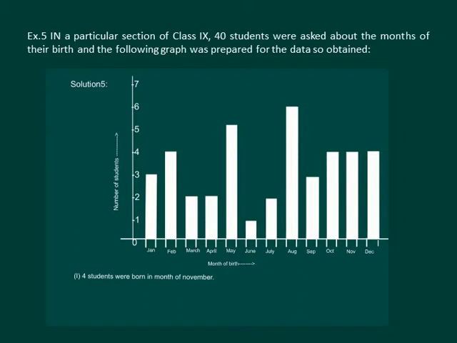Second part of the question is, in which month were the maximum number of students born? So let us see which of the bars is of maximum height. We can see this particular bar is of maximum height. So that means in this particular month, that is August, the maximum number of students were born.